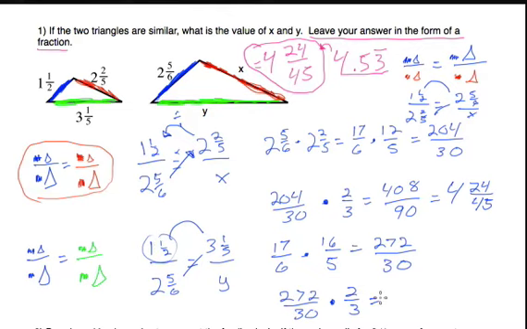So 272 times 2 is 544. Oh, we're going to get another fun number. 30 times 3 is 90. And then you turn that into, I guess technically, I would also accept, I said leave your answer in the form of a fraction. If you left your answer like this, I wouldn't be overly happy. If you left your answer like this, that's fine too. But you might as well go through the trouble of turning it into a mixed number.